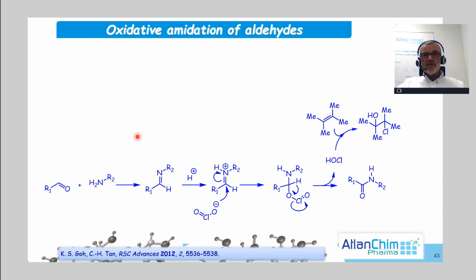Concerning the mechanism of this transformation, it has been proposed that the aldehyde and amine first undergo a condensation reaction to form an imine. The imine nitrogen was next protonated by the acid, and the chloride ion attacks the imine carbon here, which then oxidizes to the amide. 2-methyl-2-butene acts as a scavenger of hypochlorous acid.